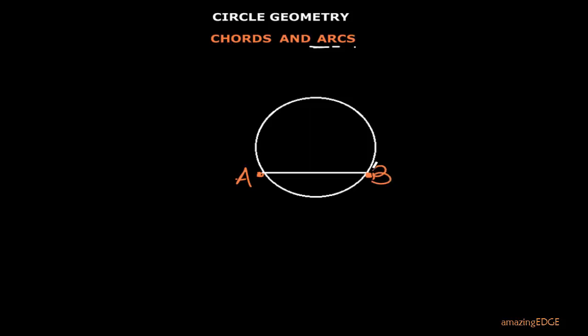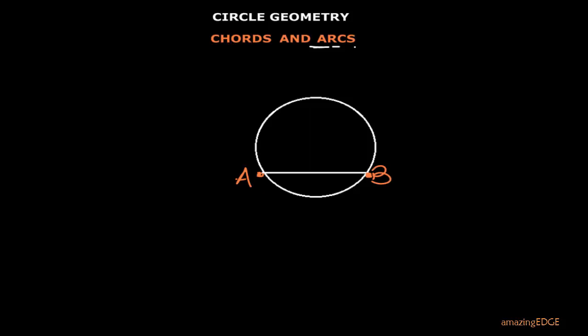So for instance, now you have a circle. We can see there is a curve here. Let's say we have our normal two points here and here. So we have our normal point A and point B. And of course, we have a line segment joining these two points, which we call a chord.